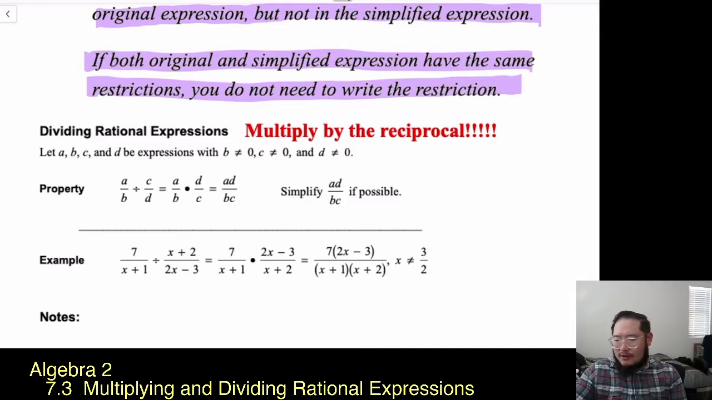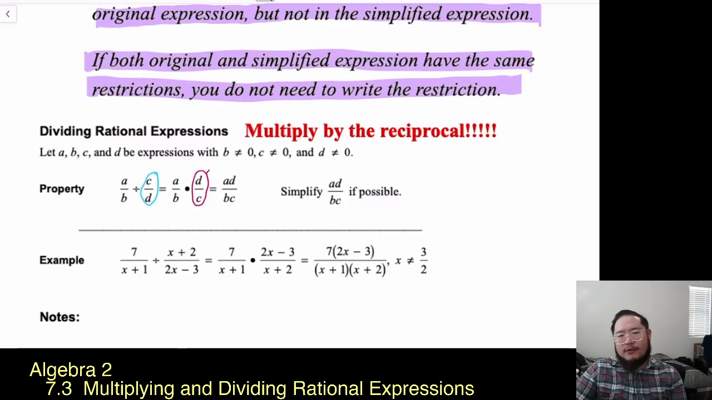So if we start off, the property shows that A over B divided by C over D. What you have to do right here is take the reciprocal of that C over D, and then you can multiply the two together. All right, and there you go. Let's take a look at the example right here.